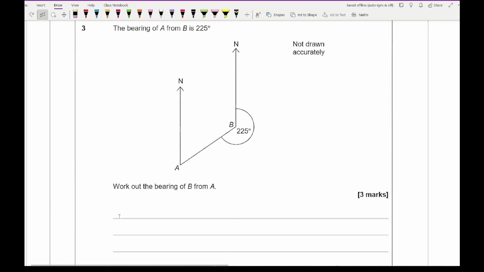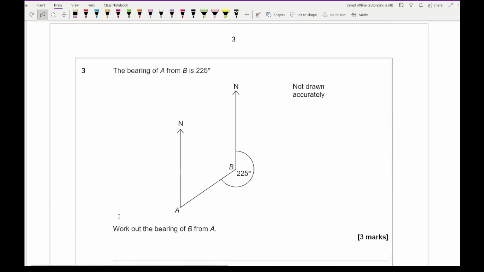Moving on to question 3, it says the bearing of A from B is 225 degrees. Work out the bearing of A. So what it is we're actually wanting to work out is what this angle here is going to be. So to do this, what I need to do first is recognise that angles around a point add up to 360. So this angle here is going to be 360 minus 225, which gives me an angle of 135.